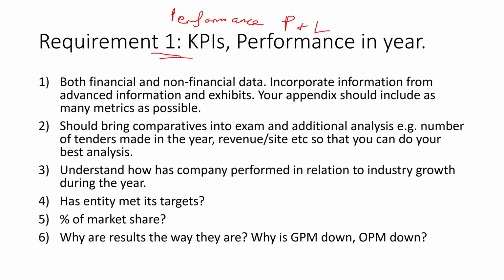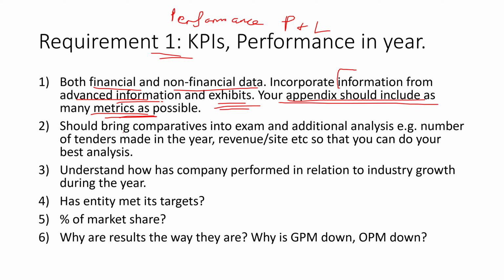movements. Okay. Now, to have a good answer, you need financial and non-financial data. Okay, so you need maybe the number of clients in the year, number of sites in the year. You need to analyze revenue branch by branch. Okay. Now, try and include as many metrics as possible that you're going to use for your further analysis. And what you're doing is you can bring in a lot of information from your advanced information and the exhibits. Okay, so the exhibits are the pieces of information you're given in the exam.